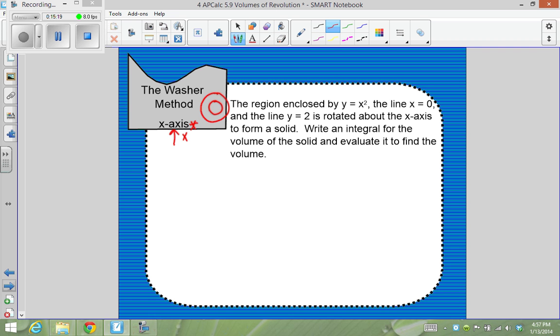I've still chosen to use y equals x squared. Okay. All right. So it's the region enclosed by y equals x squared, the line x equals 0, and the line y equals 2. So almost everything here still sounds like the piece that we just did. Sorry, let me see if I can get it like this so you can see better. That looks like that, except this time it's going around the x-axis. So that means this is going to have to come down like this, and this is going to come across like this, and out like that.